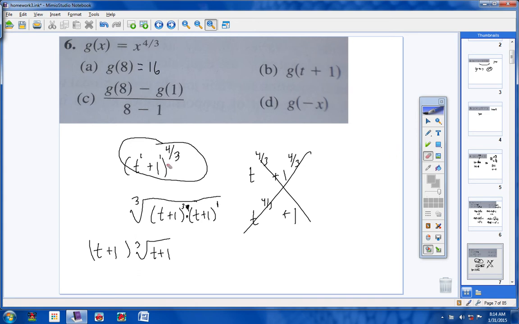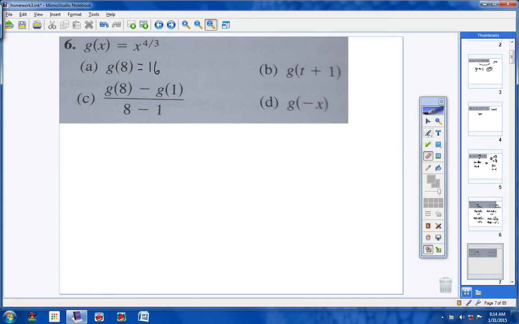Alright, moving on to letter C. First of all, we're going to start off with g of 8. Got it? G of 8. We already know what that is, don't we? G of 8 is 16. So right here, I'm going to put a big fraction. G of 8 is 16 minus g of 1. So put a 1 in for x.